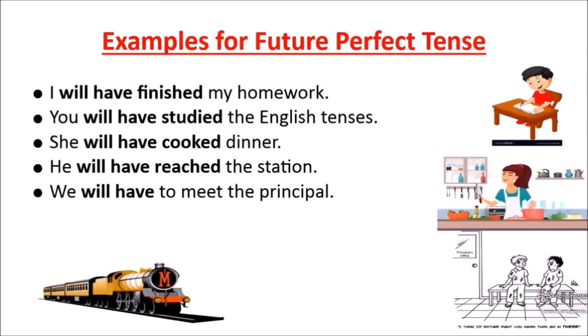You will have studied the English tenses. So will have studied refers to future perfect tense. Look at the next example: She will have cooked dinner. So will have plus cooked; cooked is the verb 3. Look at the next one: He will have reached the station. Will have reached refers to future perfect tense. Look at the last example: We will have to meet the principal. So will have to meet the principal here refers to future perfect tense.